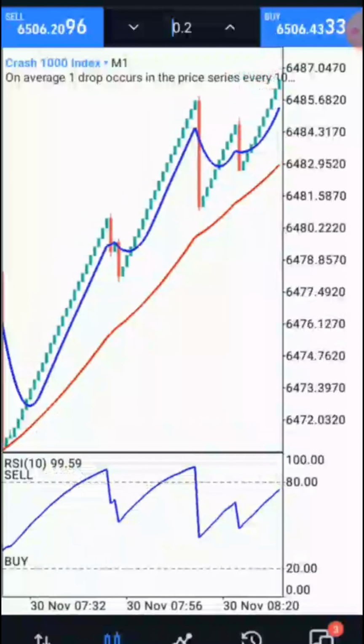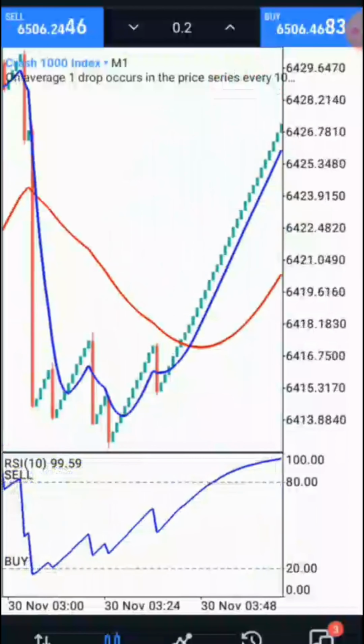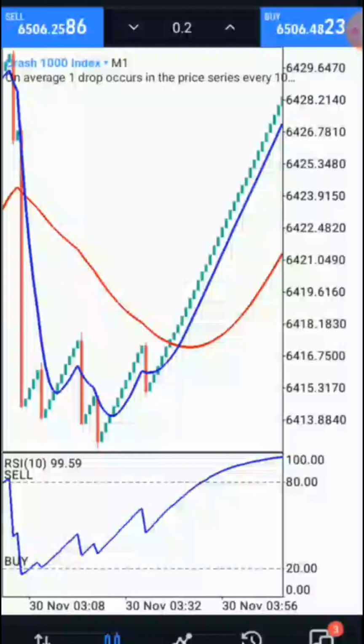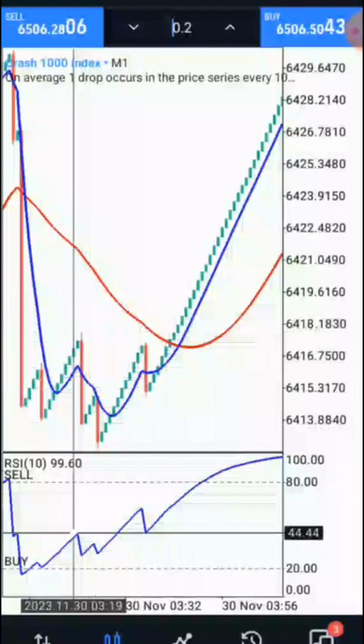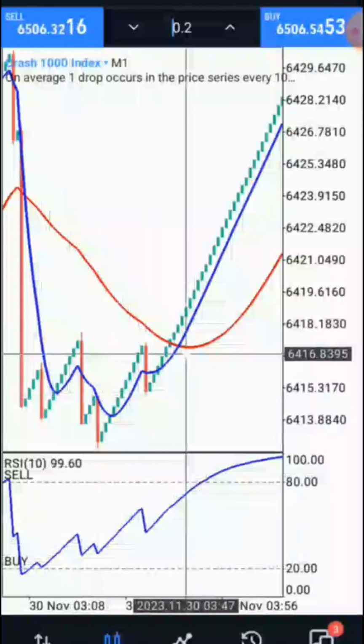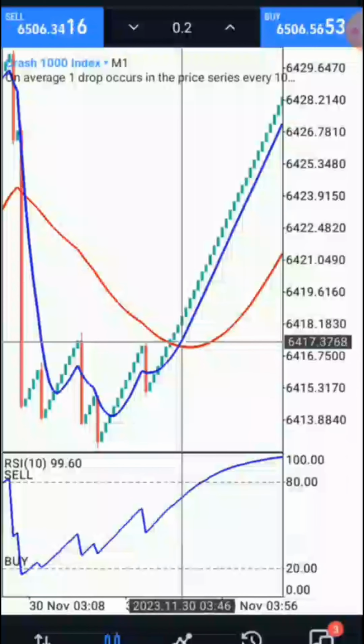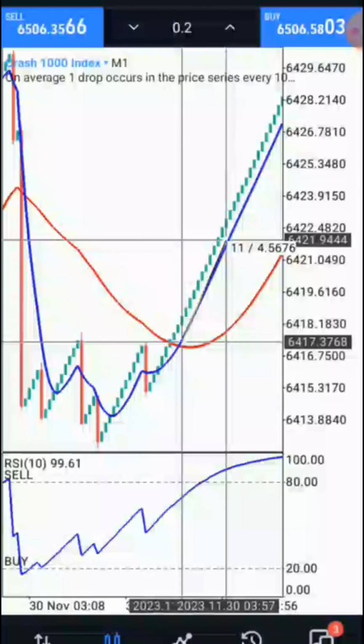Let's do a back testing and see where this strategy can be used or was used. For example, here we have the RSI going above the level 20, and we also have the blue line crossing the red line. At this particular level, we're going to get our 8 candles and then we close.